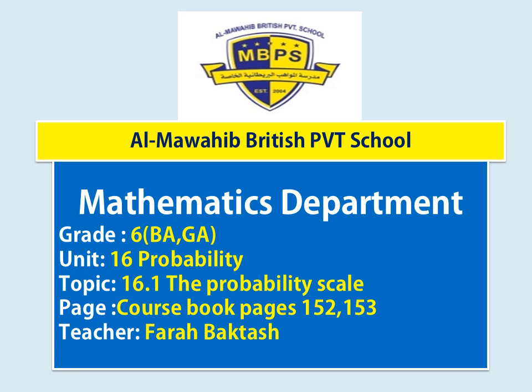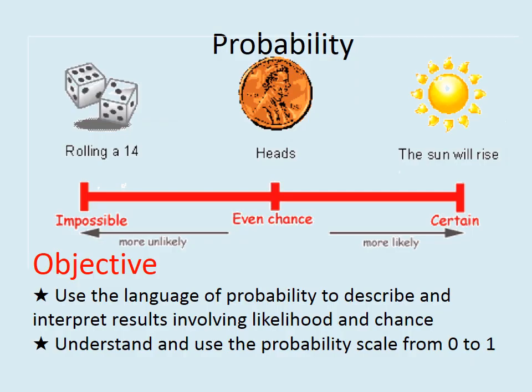Today, inshallah, we will start a new unit, Unit 16, Probability. Topic 16.1, the probability scales. You can follow this in your course book, pages 152 and 153. Our objectives today are to use the language of probability to describe and interpret results involving likelihood and chance, and to understand and use the probability scale from 0 to 1.